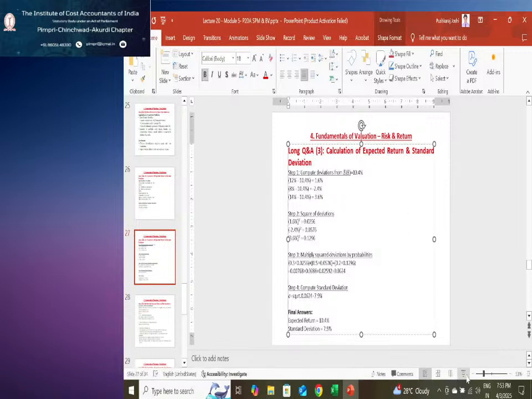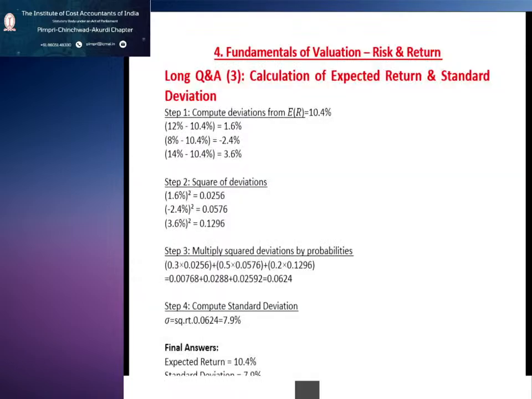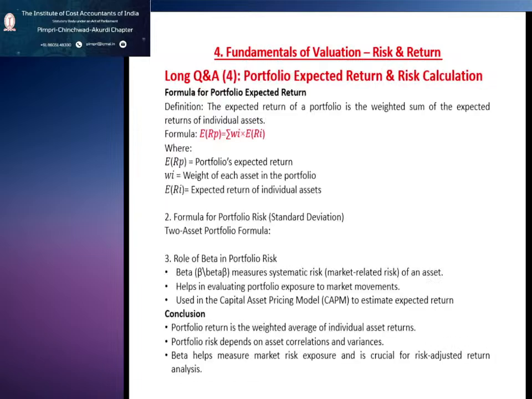So in long question and answer 3, the calculation of expected return and standard deviation has been discussed. In long question and answer 4, the underlying concept that is discussed is portfolio expected return and risk calculation. The definition-wise, the expected return of a portfolio is the weighted sum of the expected returns of individual assets.